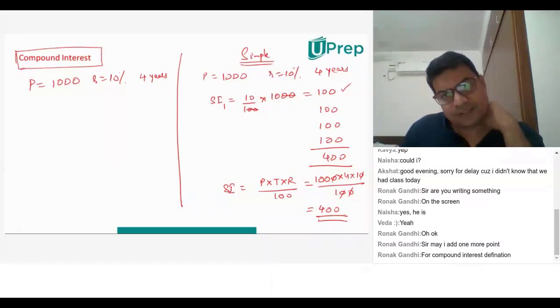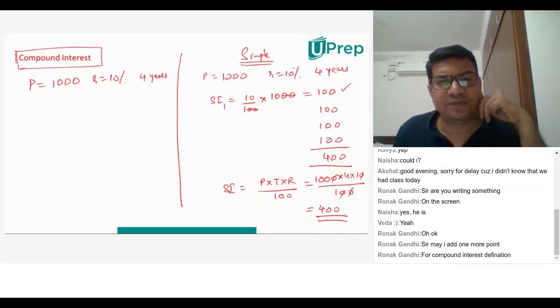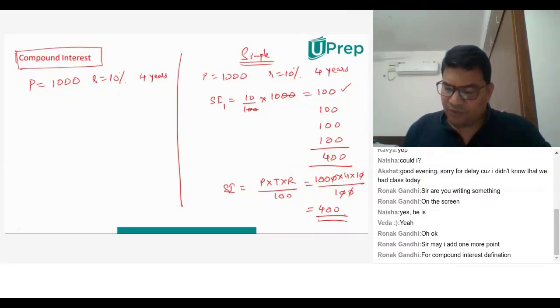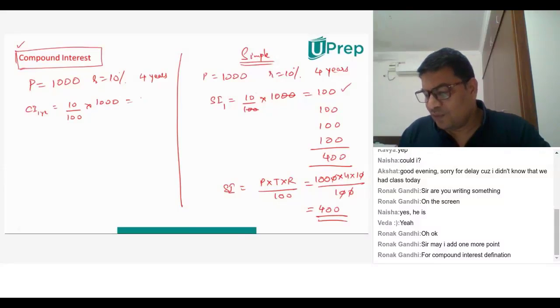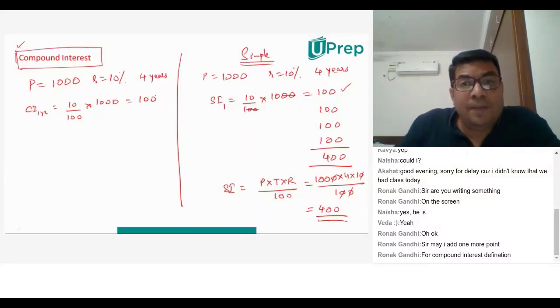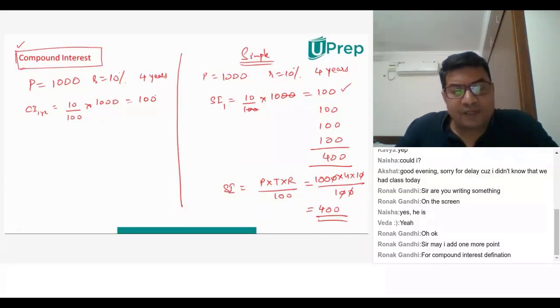Okay. So now let's come to compound interest. Now, the only difference when it comes to compound interest is what happens. First we'll understand and then we'll define it. At the end of the first year, the compound interest will be the same, because we calculate 10% of this 1,000 rupees, which is nothing but 100 rupees. So that is your compound interest at the end of 1 year.